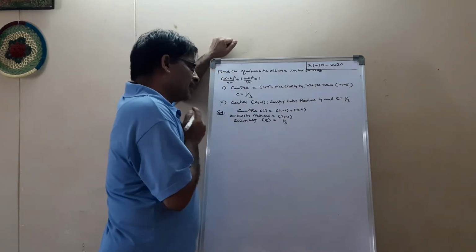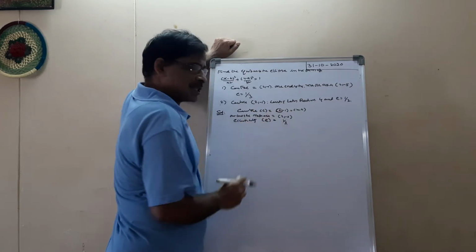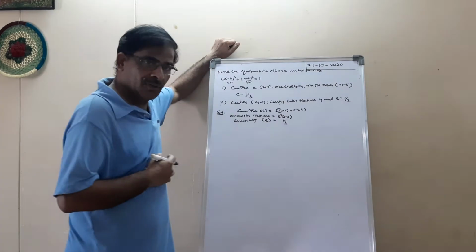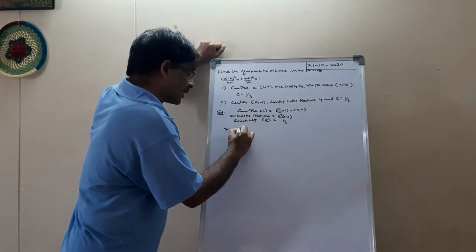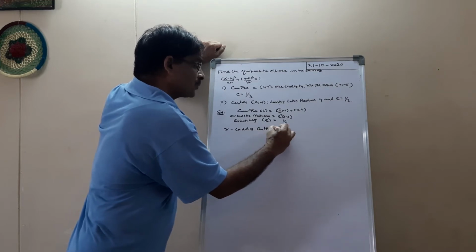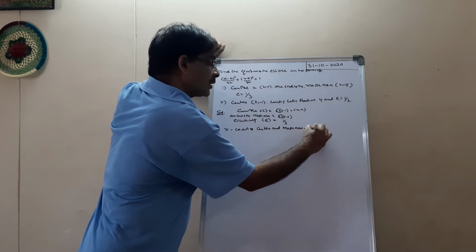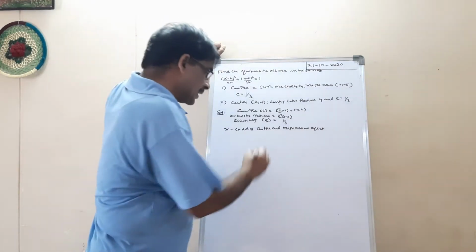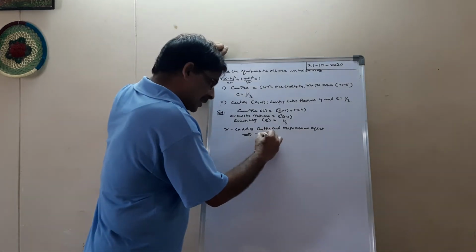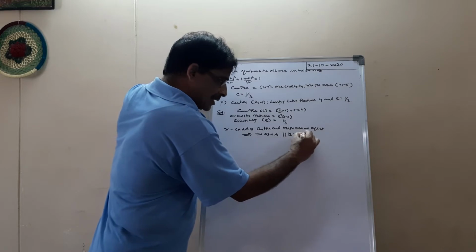One thing you observe here: the x coordinate of the center and the x coordinate of the end of the major axis are equal. The x coordinates of the center and the major axis are equal. It means what happened? The axis is parallel to the y axis.